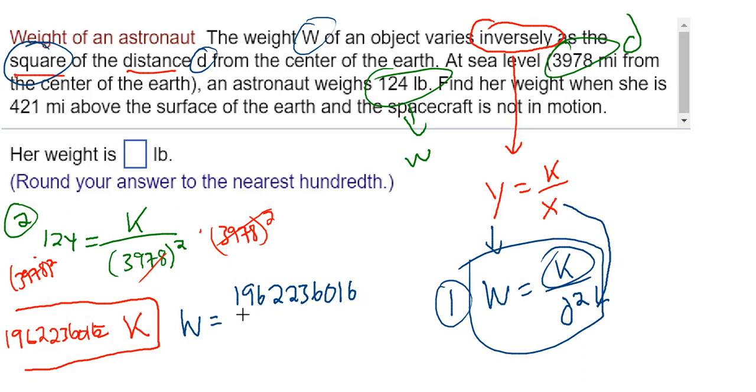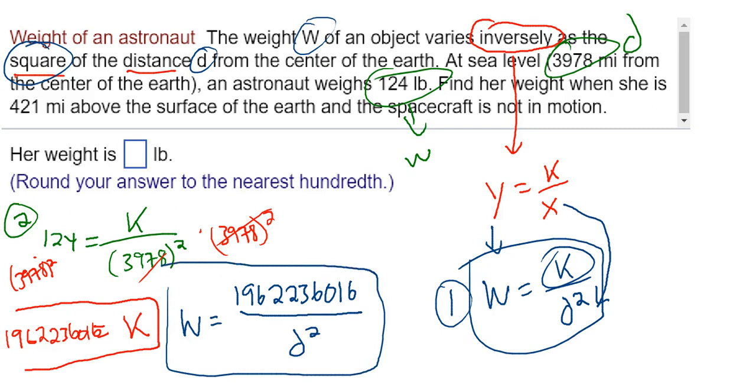2236016. Right? That's the value for K over D squared. So that's my result from step 2, this equation. And now I can use this equation to answer a question, which is exactly what it asked me to do. Find her weight when she is 421 miles above the surface of the Earth.